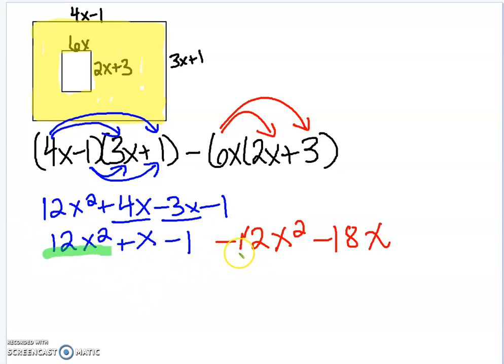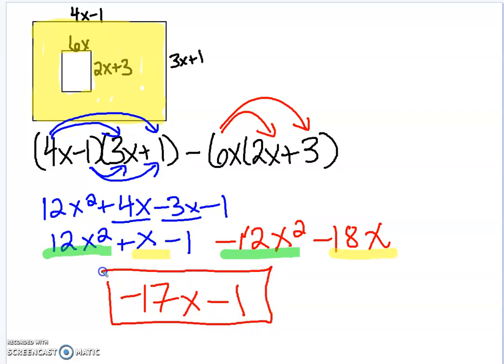So we have some x squareds and some x squareds, and we have some x terms and some x terms that can be combined. So if I have 12x squared and I'm taking away 12x squared, I have no x squareds left. And then I have x and I'm taking away 18x, I have negative 17x left. And then I just have negative 1. So the area of the shaded region is negative 17x minus 1.